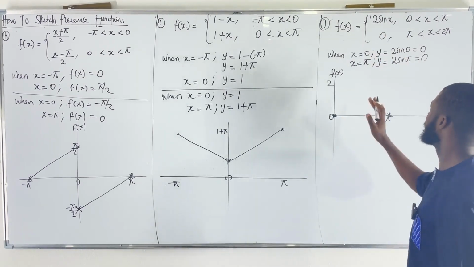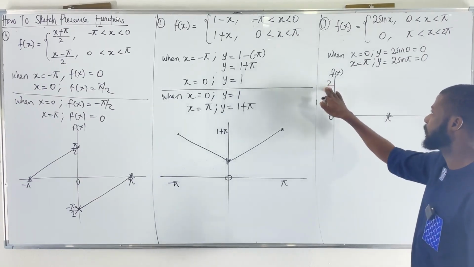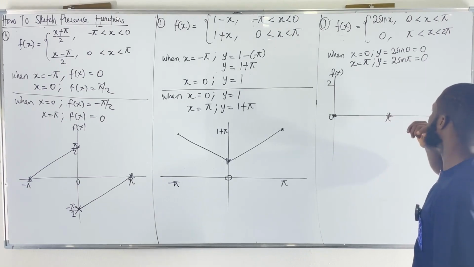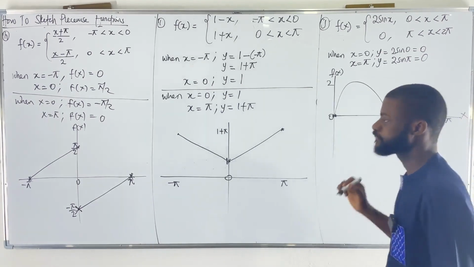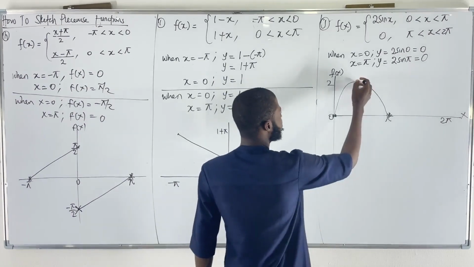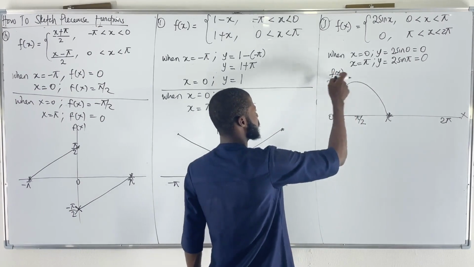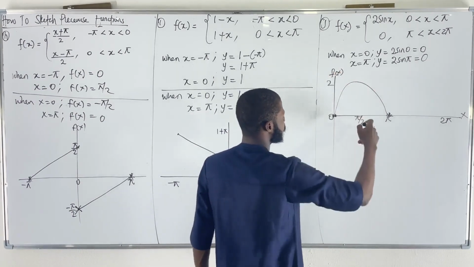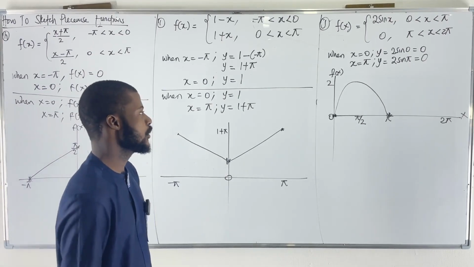Okay, so what I'm going to be having is going to be something like this. I've told you the importance of these 2. Then, okay, so it's going to look like this. That's how it's going to be, where this maximum height is at the middle, pi over 2. That is how it is going to be.